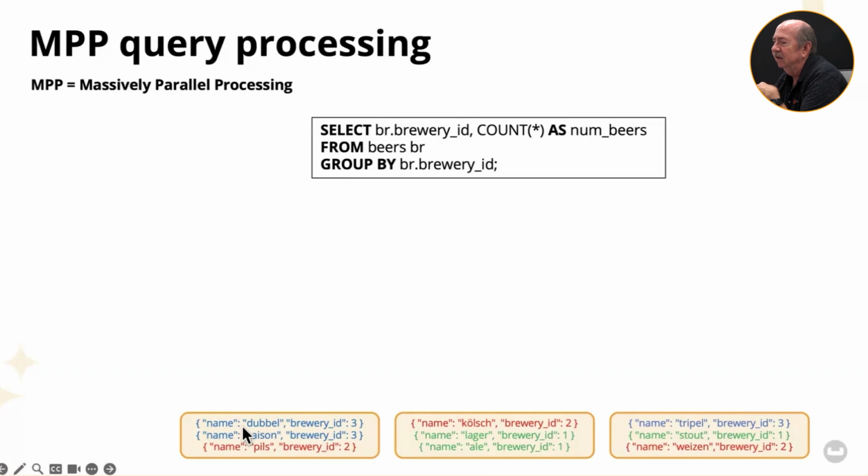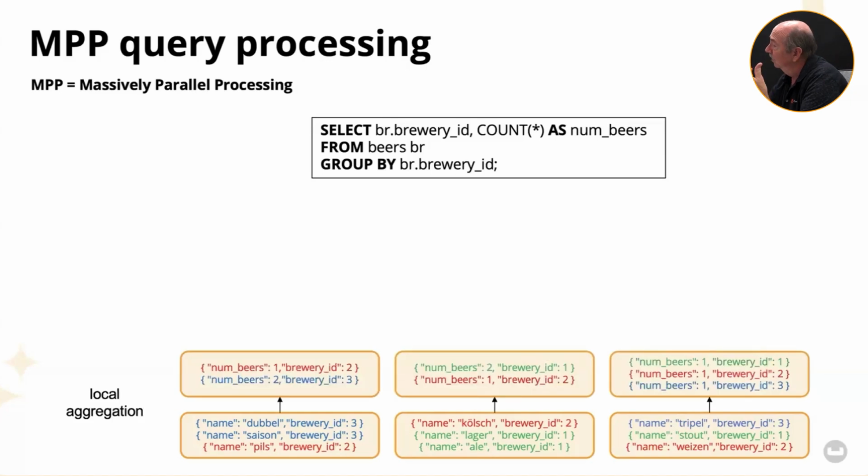So this is our data at rest, right? Brewery ID 3 has Duvel as one of the beer kinds, and Saison is another beer kind. Brewery 2 has Pilsner as one of its beer kinds. And so you see there's a bunch of different kinds of beer associated with the breweries that offer that kind of beer. And so the question is, how can we answer that query in parallel?